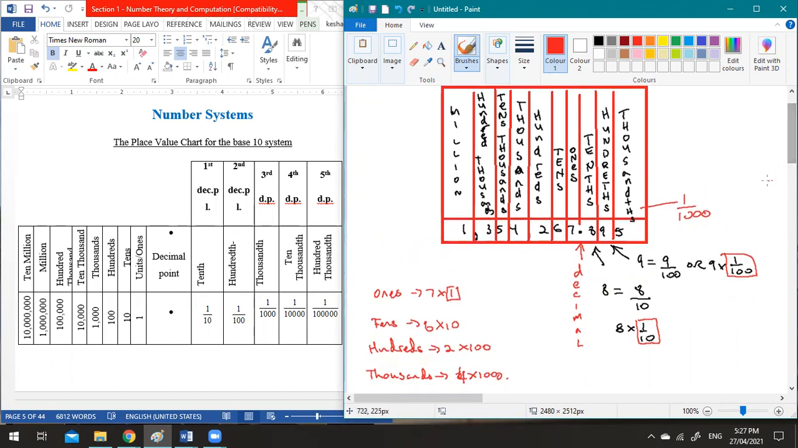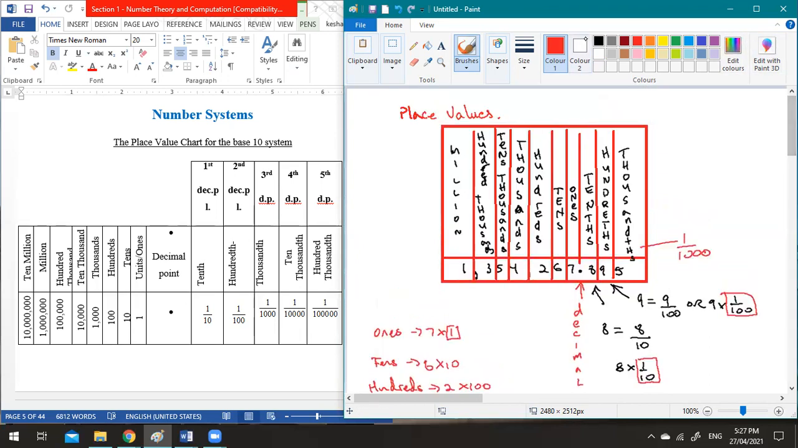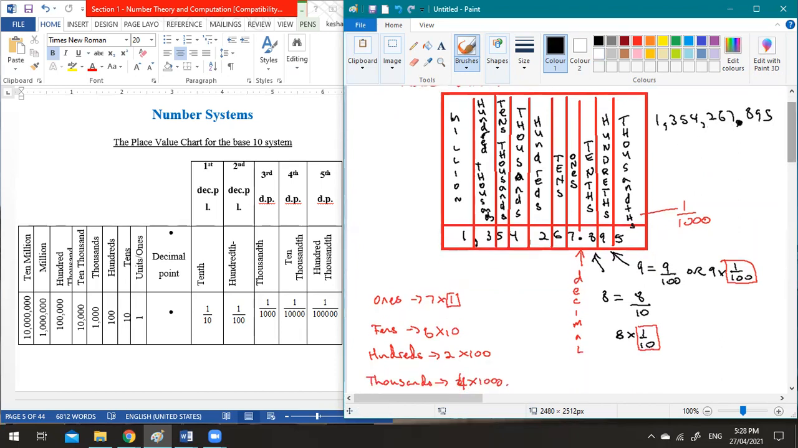Right? So basically, it's this table on the left hand side. If you could draw it like this, or if I could have drawn it like this, it would have been easier. But I wanted to show the place values of the numbers. So the number is 1, 3, 5, 4, 2, 6, 7, 8, 9, 5. Sorry, this is a decimal. So we can tell the place values of each one of these.